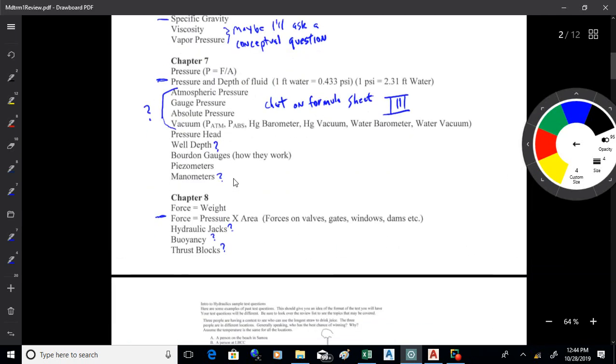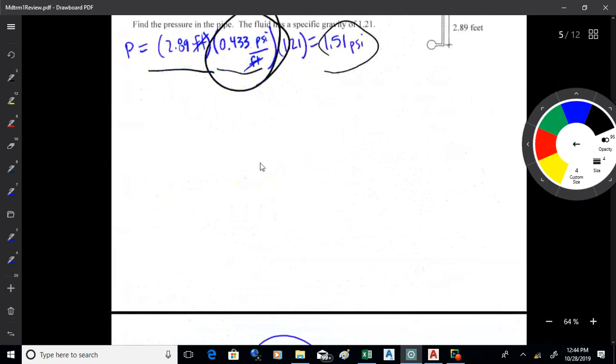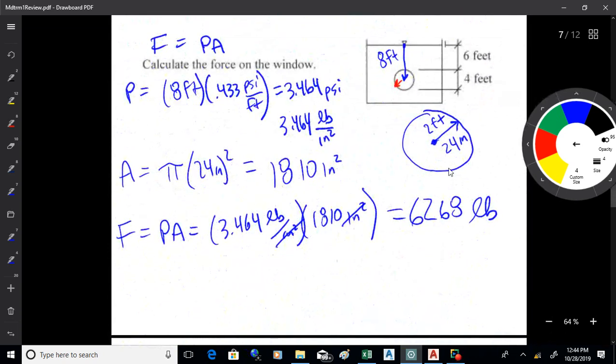What else? We got that. Okay, force is pressure times area. The one thing that comes up on this sometimes is if you got a big window like this, you often measure the diameter in feet. You want inches though, because you want the units to match. You got PSI when you get the depth, so you want your area in inches squared, so everything matches and works.